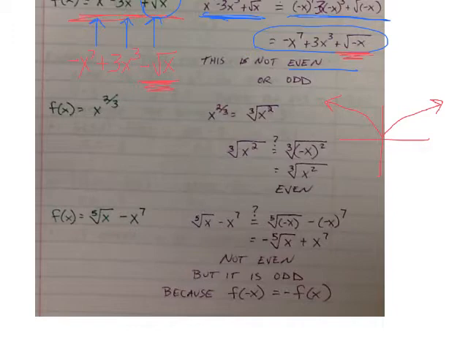And for the last example, I have a root and then also a power function, and I plug negative x in, and I find that it is not even, but it is odd, because if we took negative f of x, we would get negative fifth root of x plus x to the seventh, which is what we found over here. So we know it's an odd function.